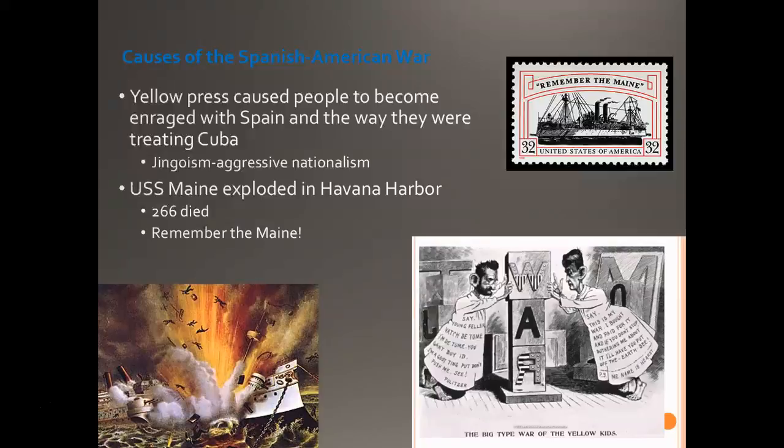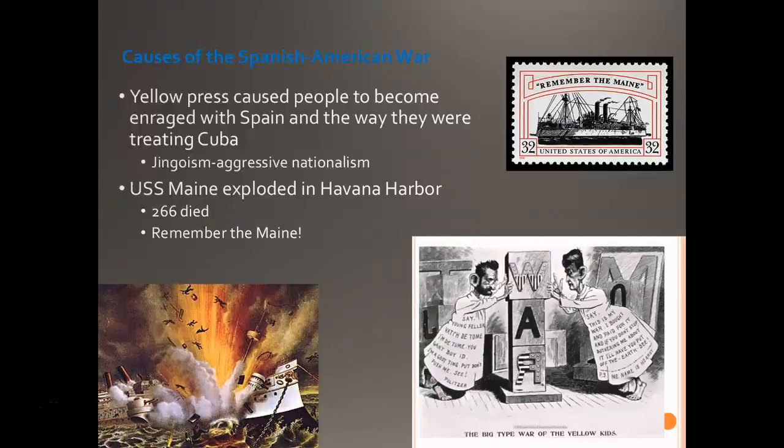Now, 266 sailors died. There were actually about 350 on the ship at the time, and a lot of the response at this time period was like, "Remember the Maine," kind of like "Remember Pearl Harbor." Some of the headlines were like, "War, sure, we're going to go to war." You know, a lot of catchy headlines at this time period.